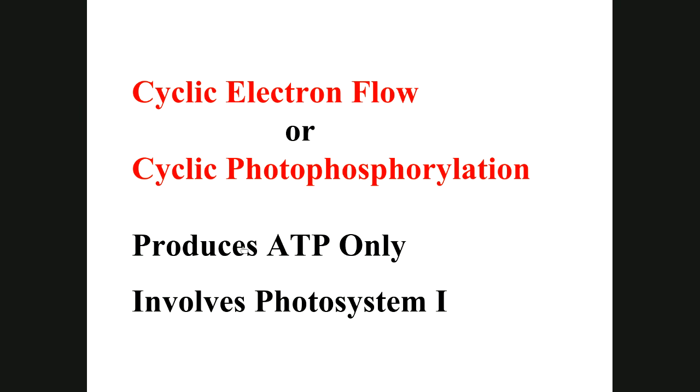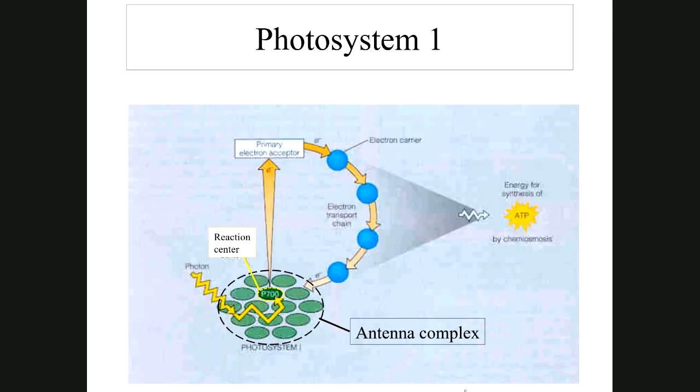Now, photosystem 1, working by itself, produces ATP only. So these photosystems can work by themselves or with each other. At least photosystem 1 can. Photosystem 1, working by itself, produces only ATP, and that's going to be cyclic electron flow or cyclic photophosphorylation. If you look at this one, this is photosystem 1. And you see that the photons here, energy from light, are going to excite electrons, and they're bouncing from pigment to pigment to pigment in this antenna complex, and eventually are sent to the reaction center, P700.